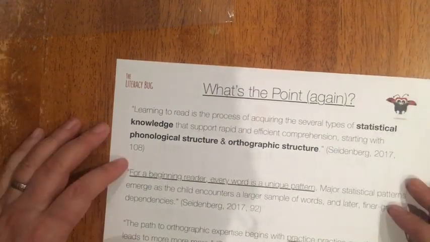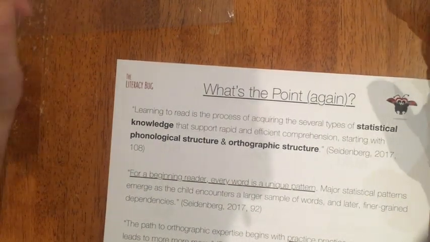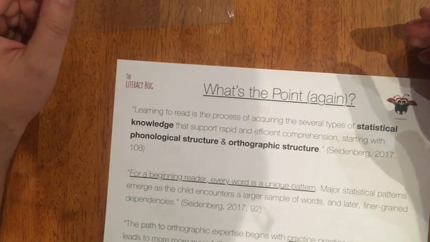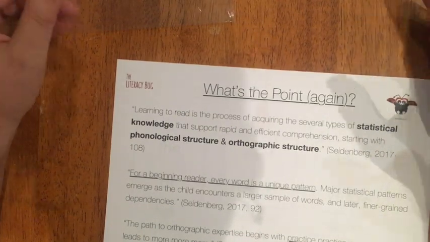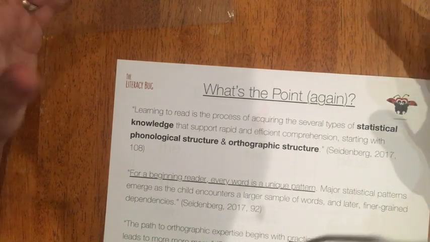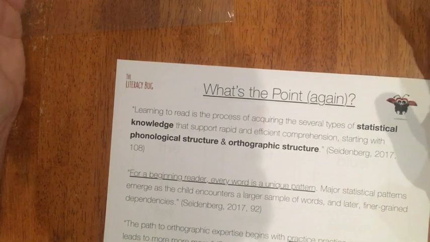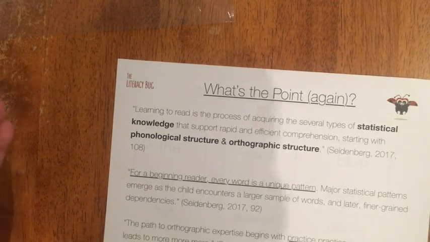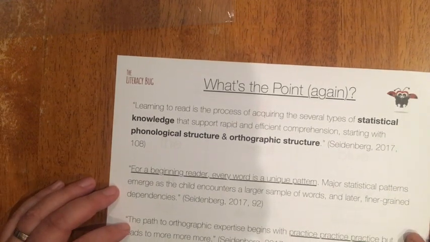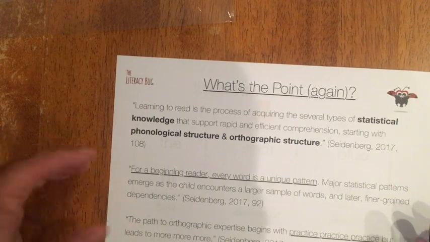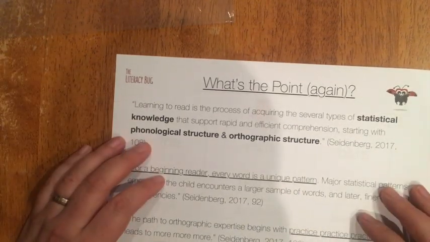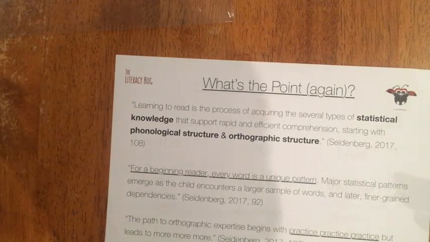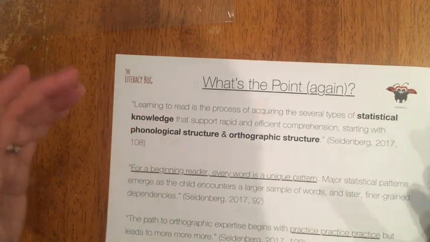So, to wrap things up really quickly, learning to read is a process of acquiring several types of statistical knowledge that supports rapid and efficient comprehension, and it starts with mastering phonological structure and orthographic structure. So word sorts are a way to develop stronger mastery of orthographic structure. Now, for a beginning reader, every word is unique, but you become expert through practice and practice and practice and study. And the other clear thing to mention is, with that practice, getting a firm understanding of enough words becomes further consolidated by reading those words in context.